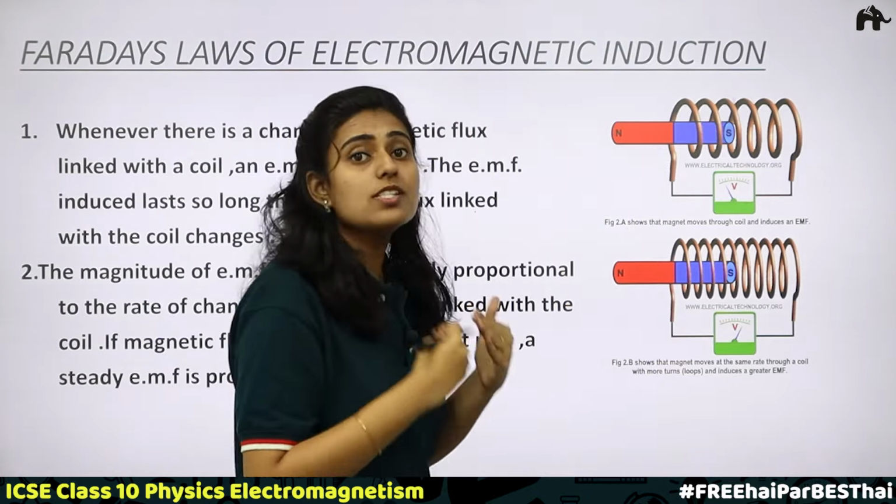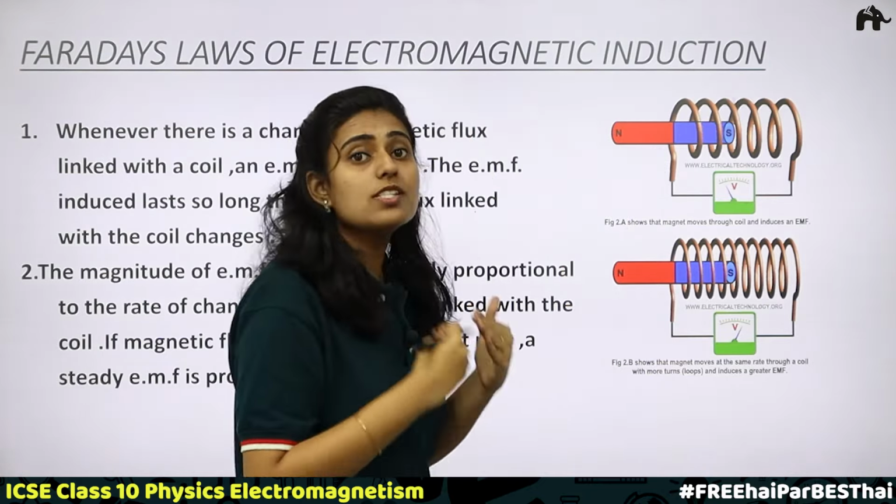Now if you are moving the magnet slowly, what is happening? In a given time, there is less movement of the magnet. The rate of change of magnetic flux is decreasing, then the EMF will decrease and the current will decrease. If you are moving the magnet at a constant rate, in that case you will be producing a steady EMF. Okay, there will be a steady EMF that is produced.